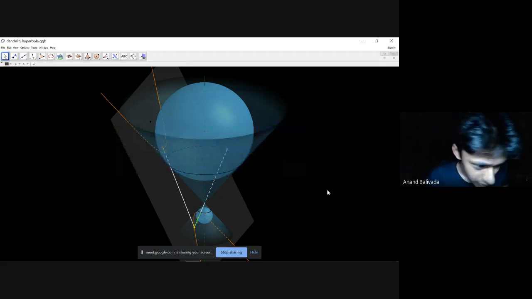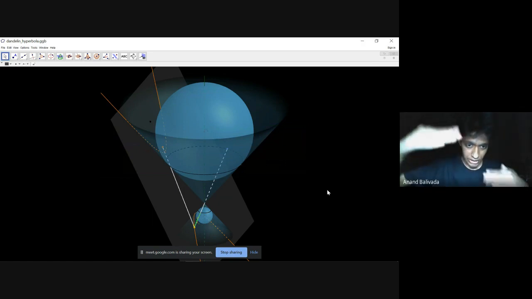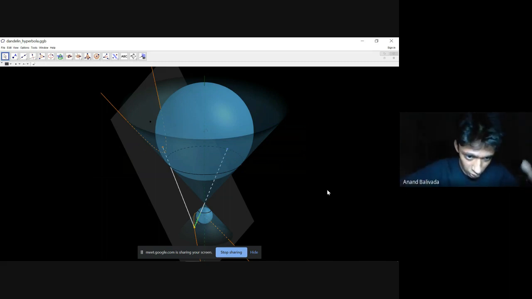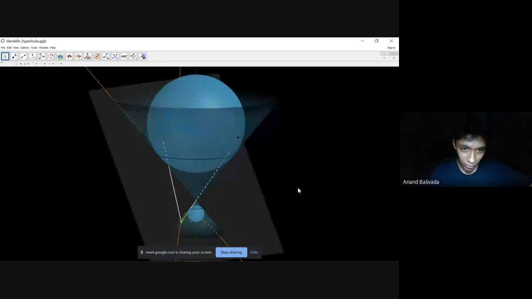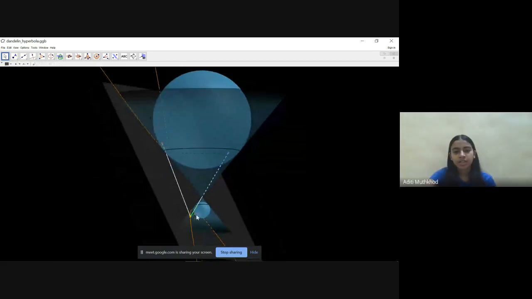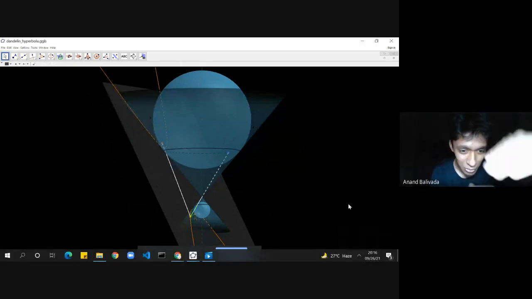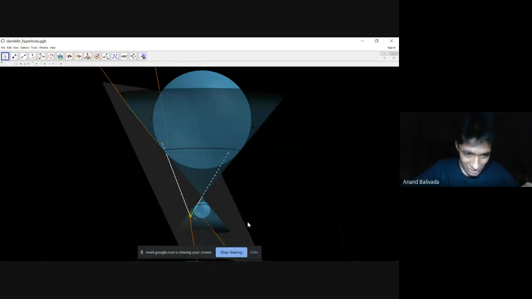I'll just continue. We also know that PM is along the cone, along that same MN line. And we know that PF1 is equal to PN, and PF2 is equal to PN, sorry, and then PM is equal to PF1. And we know that MN is constant.